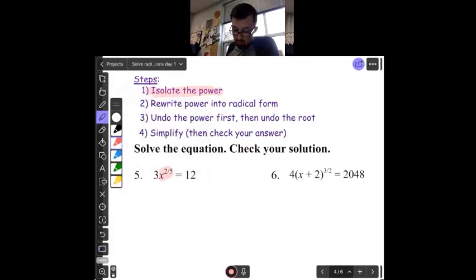That's a power. This is a power, right? The thing with the exponent on it is the power. So the 3 doesn't have an exponent on it, so it's not part of the power. The 4 doesn't have an exponent on it, so it's not part of the power. Then we're going to rewrite that into radical form, right? We were practicing that earlier. How do we move from an exponent to a radical?